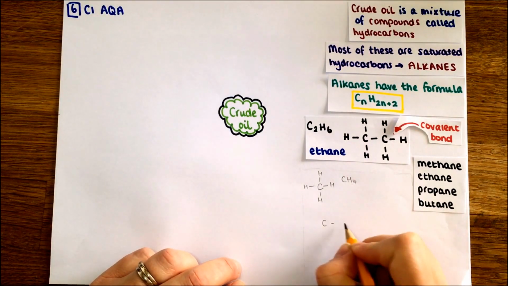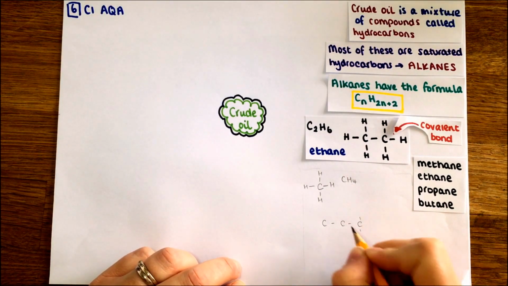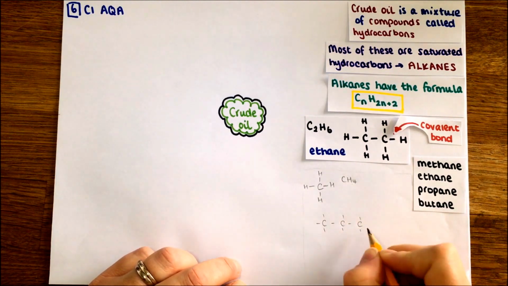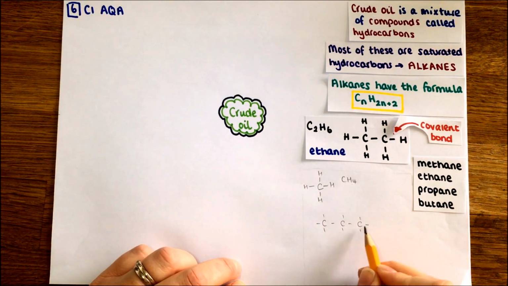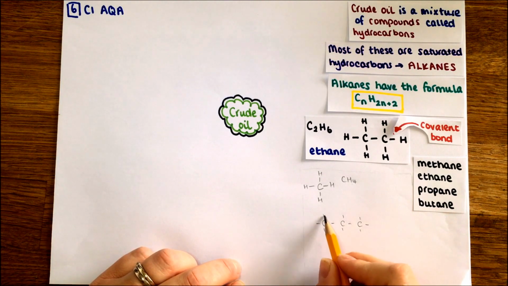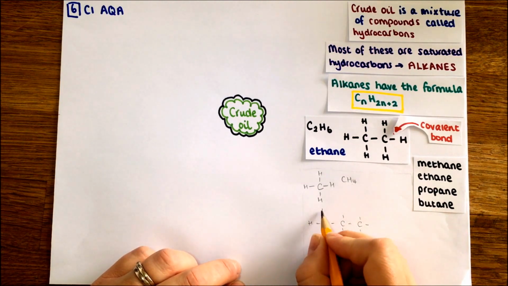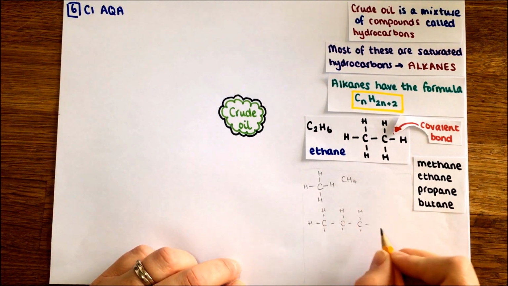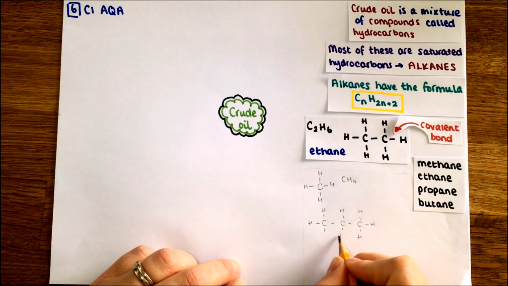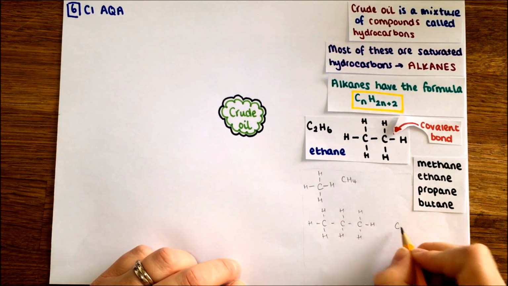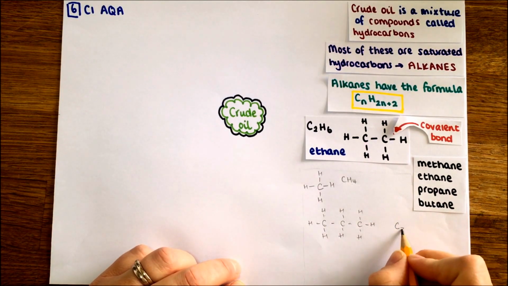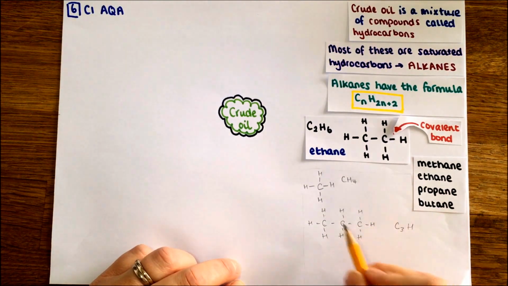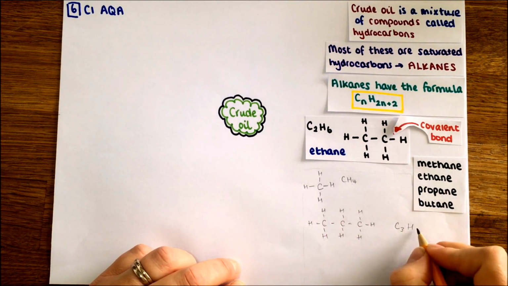Propane, we now go to 3 carbons. So we add 4 lines onto each: 1, 2, 3, 4, 1, 2, 3, 4, 1, 2, 3, 4. And we fill that in with hydrogen. So there are no double bonds at all in the alkanes. And that is C3, 1, 2, 3, H8, 1, 2, 3, 4, 5, 6, 7, 8.